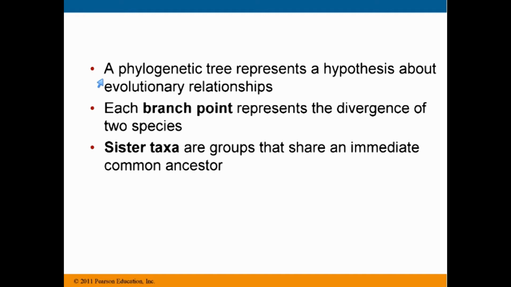Now, you have to remember, we weren't around back then, so these evolutionary relationships are very much a guess. Okay, each branch point is going to represent a divergence of two species. So this would be where you had one species that is going to branch and become two species. Okay? Sister taxa are considered to be the groups that share an immediate common ancestor. Okay, so sister taxa are, for the most part, closely related to one another.